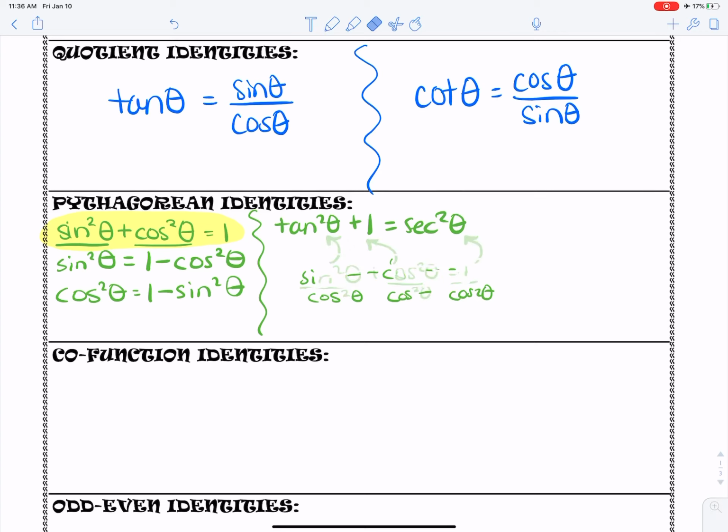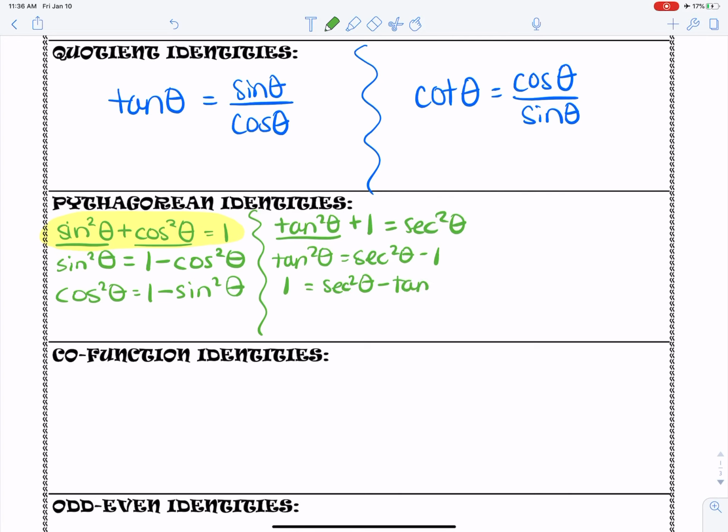All right, now that I've done that, I can now take this starting equation and solve for each term. Let's solve for tangent squared first. Tangent squared theta by itself is secant squared theta minus 1. And then 1 by itself is secant squared theta.